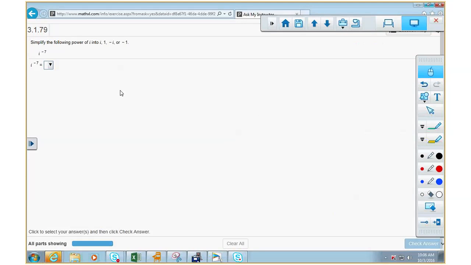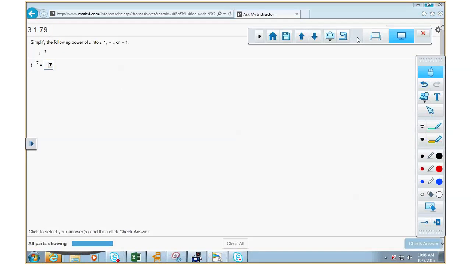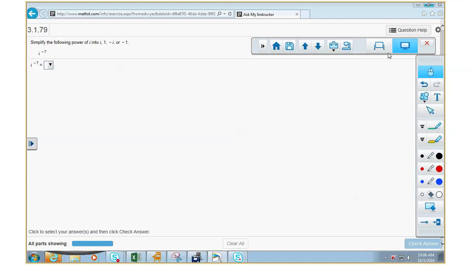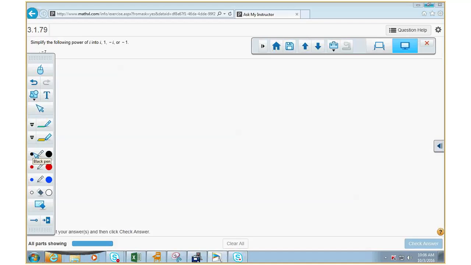All right, this is i to the -7. I don't deal with i to the -7 very much because you don't see it very much. Let's see. I tried to get it to explain it, and it was long and drawn out. I don't know if this will work or not, but let's try it.